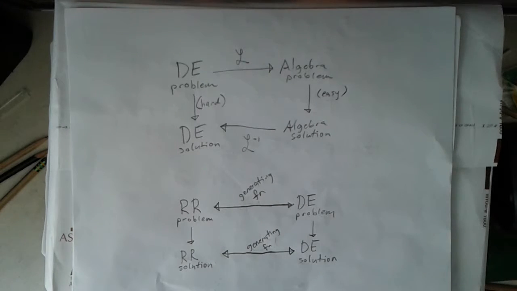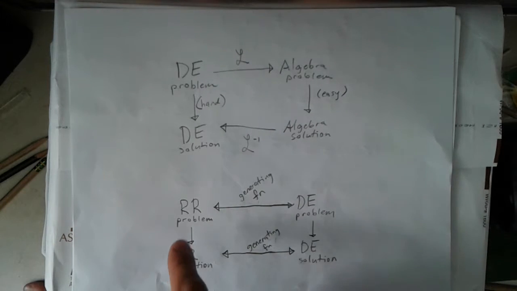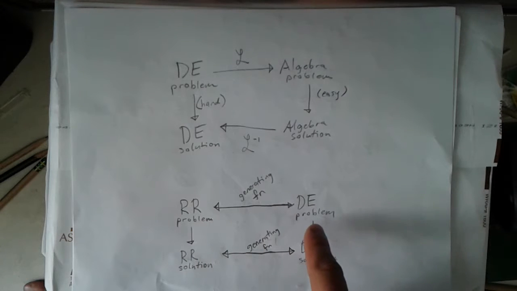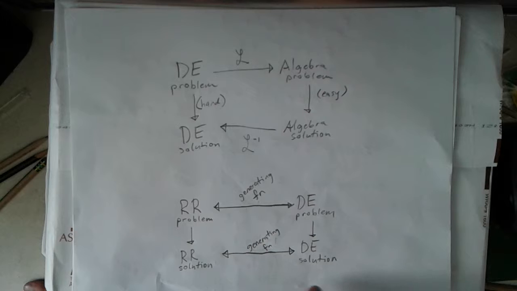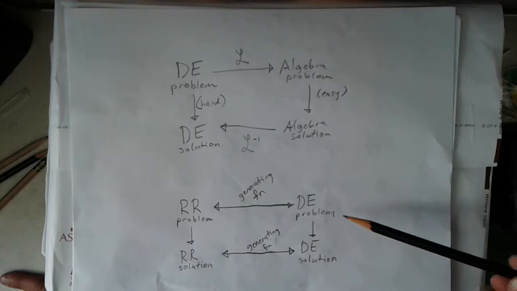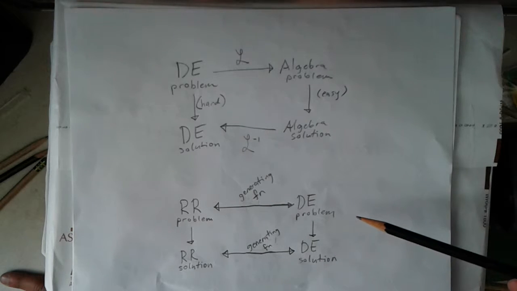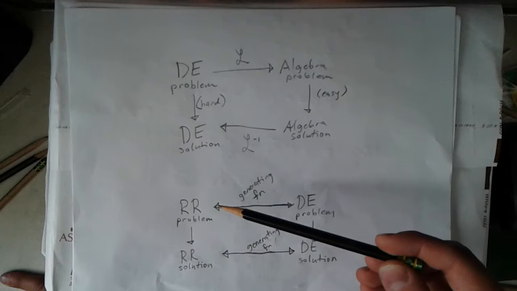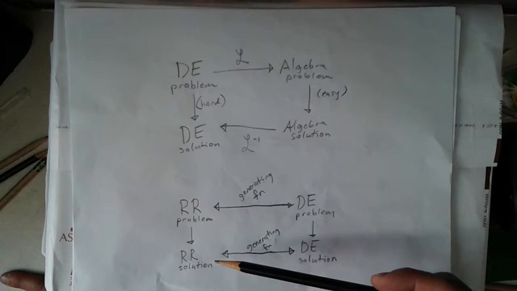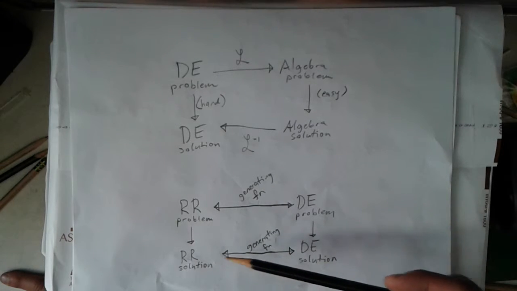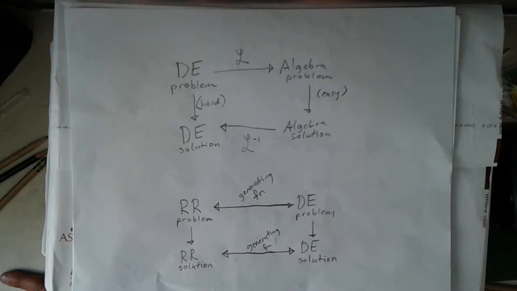In the last video, I showed an example of how you can start with a recurrence relation, use a generating function to turn that into a differential equation problem, solve the differential equation, and get back to the solution for the recurrence relation. So in this video, I'm going to use the same example, but now I'm going to start at a different point. I'm going to start with the differential equation problem and show how we can turn that into a recurrence relation, and if we know the solution to that recurrence relation, we can use generating functions to get back to our differential equation solution.